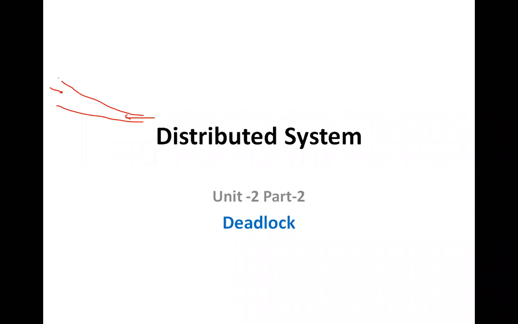Now, we know that in a distributed system, there are several resources which are available in a particular system. And we must have a resource allocation policy, which ensures exclusive access by a particular process. Now, as we know, the system consists of a finite number of units of the resource types concerned.